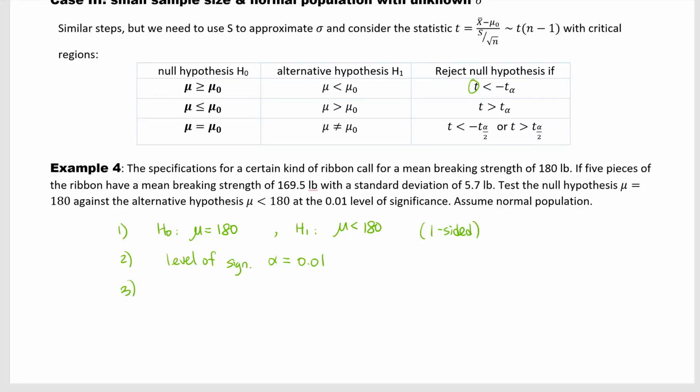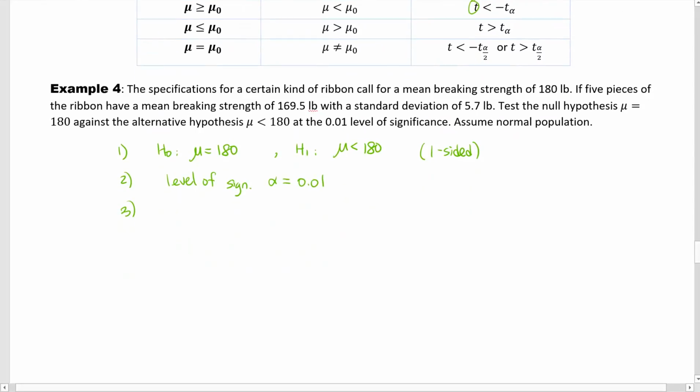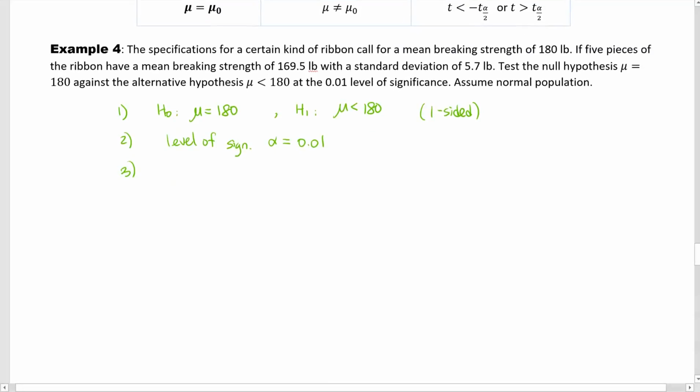Step 3. What is the criterion? Well, let's draw a picture. So you see, I don't need to memorize the table. I draw a picture. When you're happy, when you're not happy, then we can figure out the critical region. We don't need to look at the table, right? So let's draw the picture.